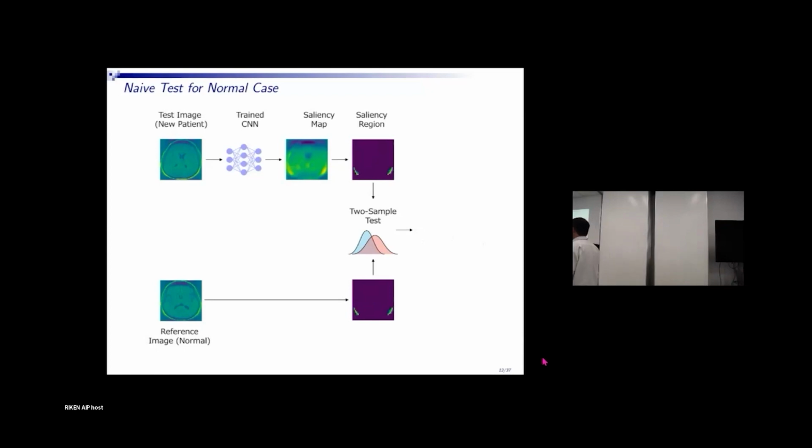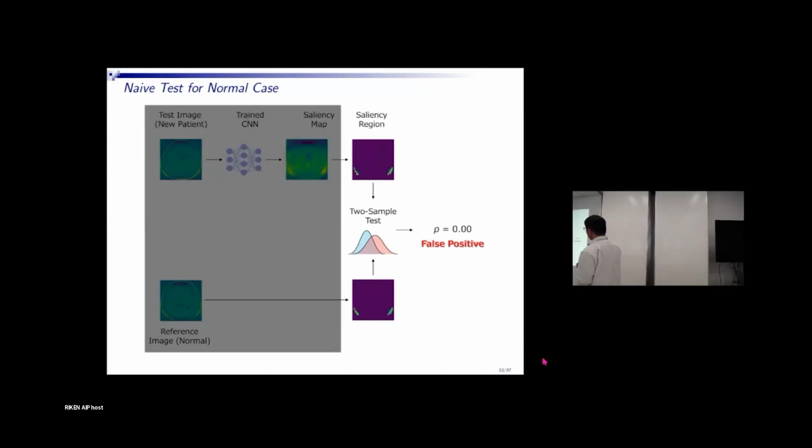Now we have a brain image that does not contain a tumor lesion. In this image, we want a method to say that this is not statistically significant. But if we forget about the fact that this saliency region is computed from the neural network and just compare the pixel intensity of this saliency region and this saliency region, the result is again a p-value of 0.00, indicating that this is highly statistically significant. This is actually a false positive detection. So there is a problem here.